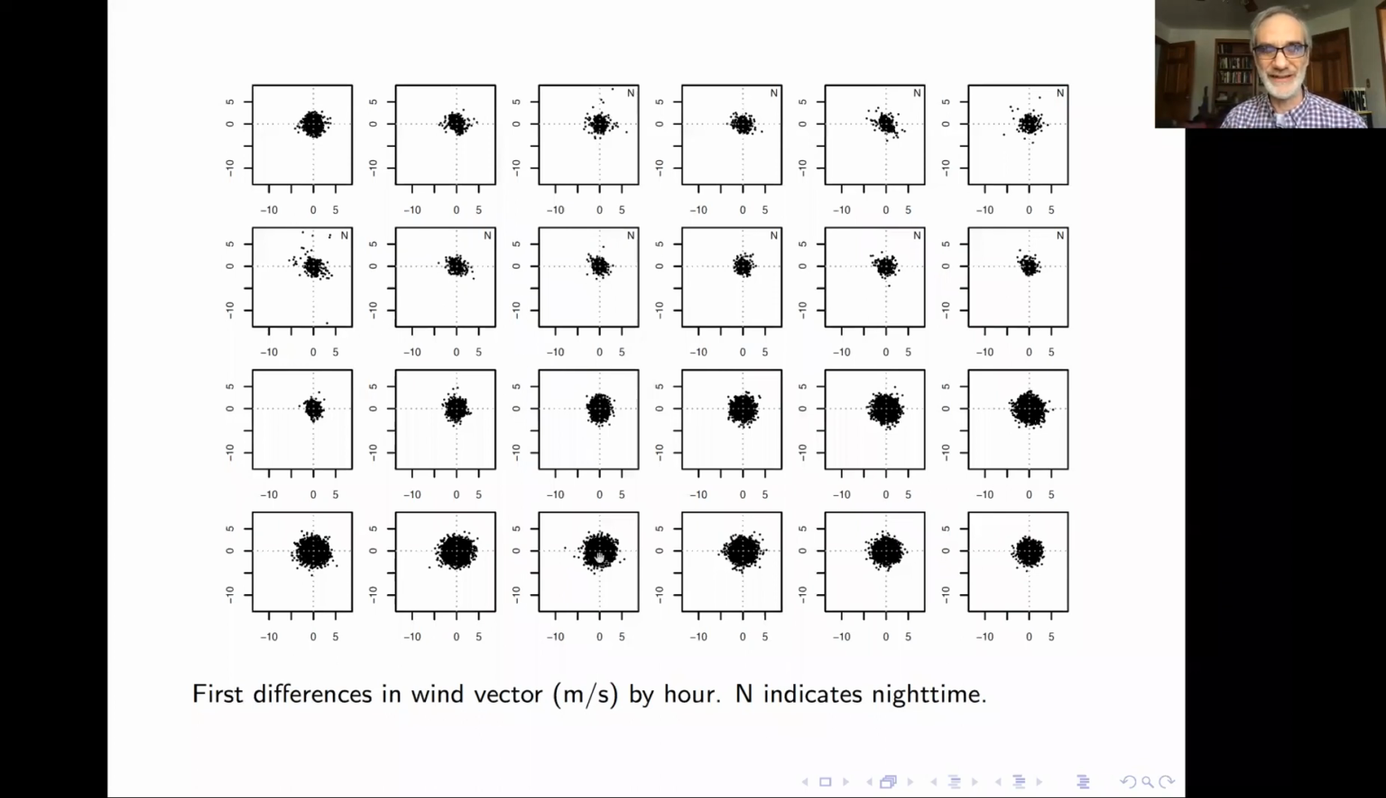You can also see that the shapes of these distributions change a little bit. During the daytime, these blobs look pretty spherical, but here's an hour where it looks like there's some negative correlation. And for several of these hours, it looks like there's a predominant northwest to southeast axis for the wind vectors, whereas in the daytime, it looks pretty spherical, directionally symmetric.